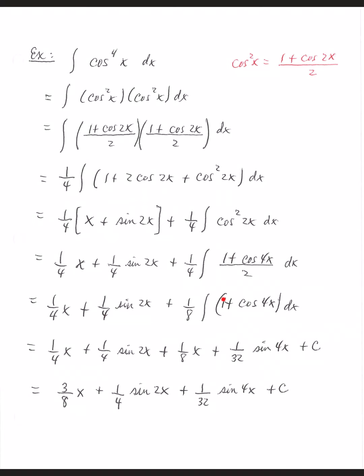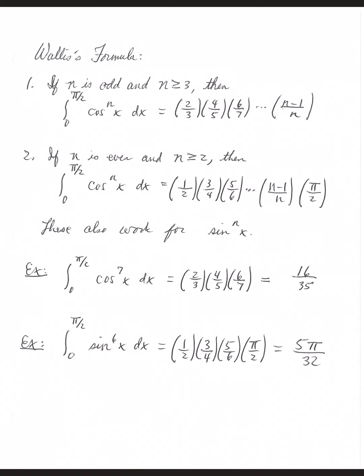1/8 times the antiderivative of 1, which is x, gives us 1/8 x. The antiderivative of cosine 4x is 1/4 sine 4x. 1/4 times 1/8 is 1/32, plus our constant of integration. The first and third terms, they're like terms. 1/4 plus 1/8, that's 3/8 x. And then our second term and our last term, we just recopy.